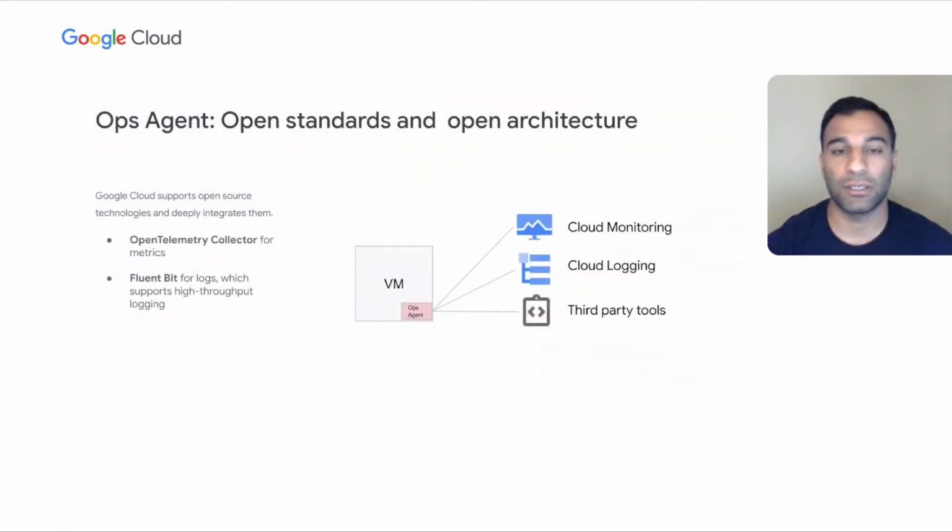The Ops agent is built to support the future of application and system telemetry, which is being democratized through open source. We've incorporated two important open source technologies into the Ops agent. First, FluentBit. FluentBit is an open source log processor and forwarder which allows you to collect logs with incredibly high throughput and resource efficiency. The second technology is OpenTelemetry.